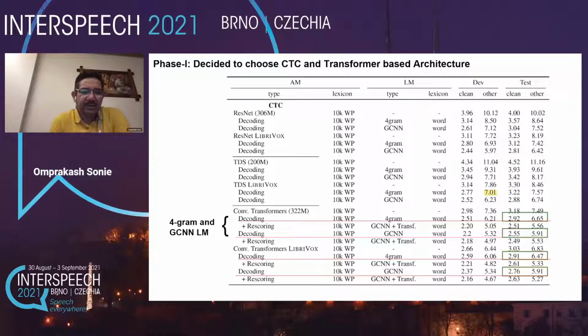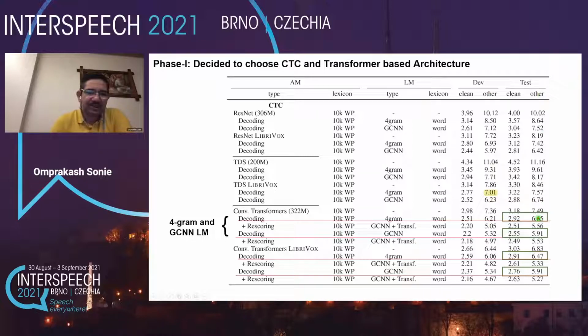Like in case of Facebook, they had, I think, gone all the way to 320 to 400 epochs, and on many GPUs, but on various kinds of models. But I found that the convolution transformer model actually was performing better, which is like 6.21 on the dev other data set, and 6.65 on the test other data set.